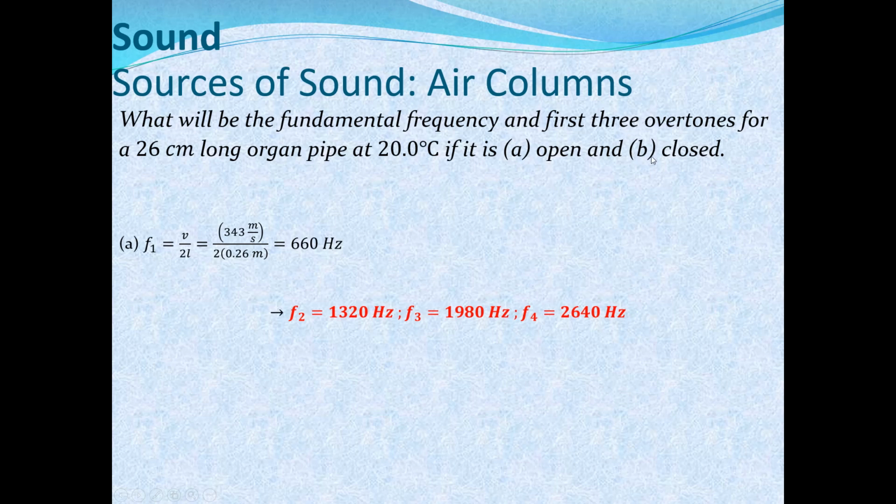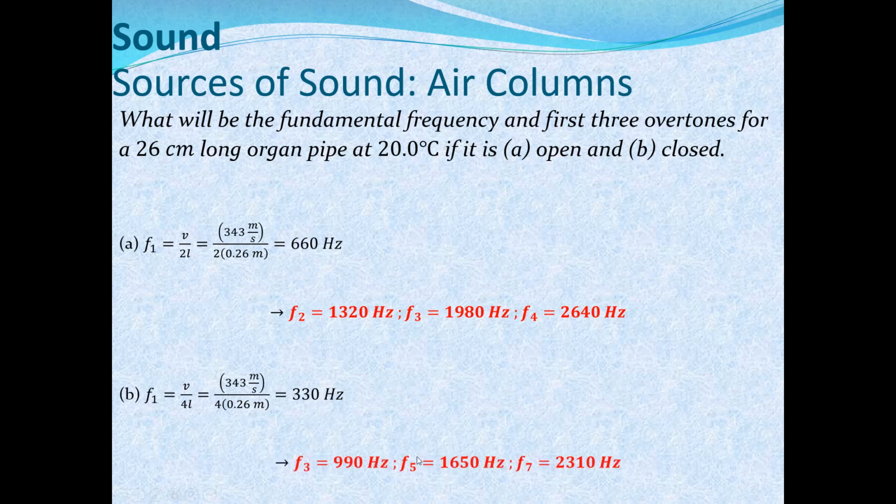All right. Now for part B, the only difference is that instead of it being 2L, it's going to be 4L because remember the fundamental has a quarter of a wave. So it now becomes 330 hertz. And then when we go to find the next overtones, we're going to multiply it by odd numbers. So we're going to multiply this by 3, by 5, and then by 7 to get these ones.